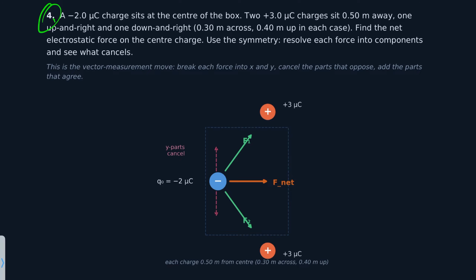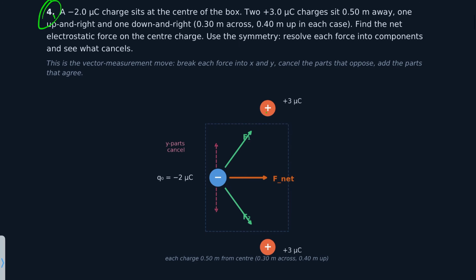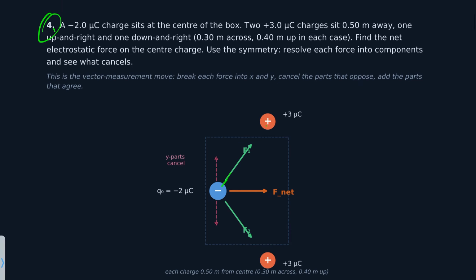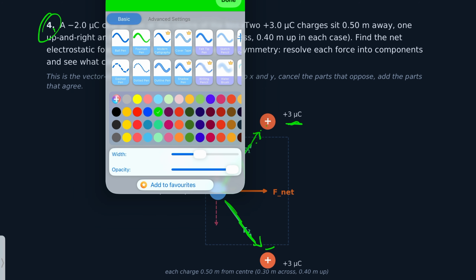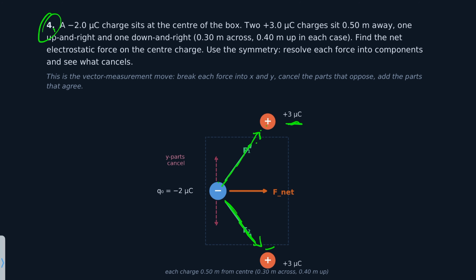So this proton is going to pull this electron this way. This proton is going to pull this electron this way. If they have the same charge and they're at the same distance away from the electron, that means they're going to exert the same force, but in opposite directions.